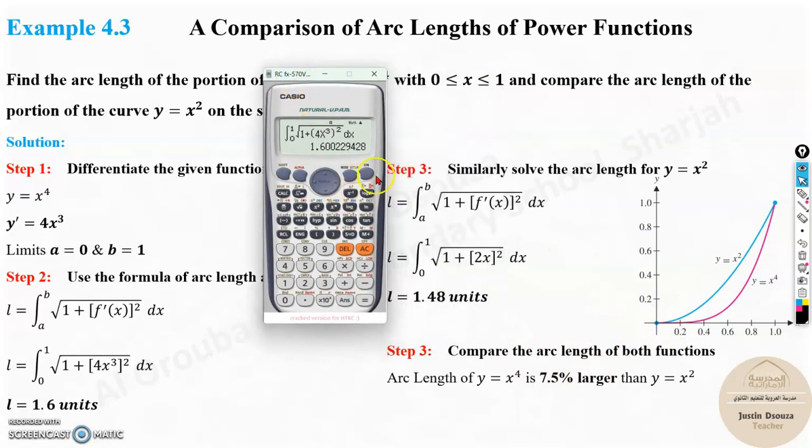If you're wondering how we got it, you can just find the difference between 1.6 and 1.48, and because 1.6 is greater, I will divide by that, so we can see it's about 8% or 7.5% larger than the other curve. So this is how we can easily solve any arc length problem just by knowing the formula. Derive it, substitute it, and you will get the arc length.